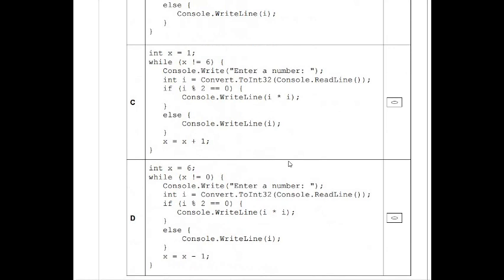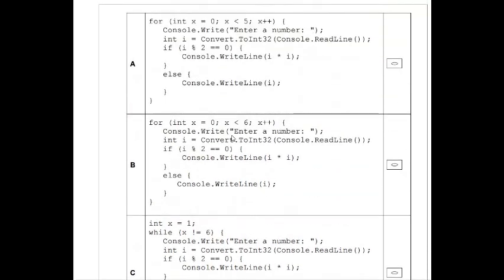So, the answer: well, we don't want to decrement and we don't want to increment, so D and C are out. If we have a look at B and A, we do want a for loop and we want inputs. And then we want an if: I modulus 2 is 0. Then we want a Console.WriteLine, which is I times I, or we're just outputting I.